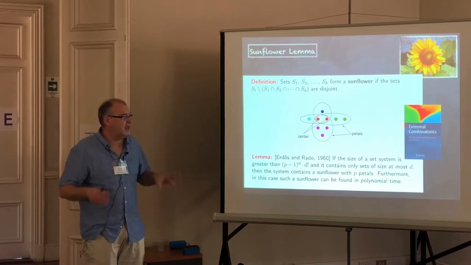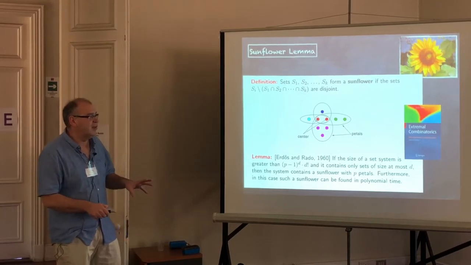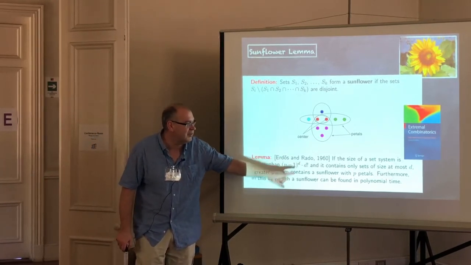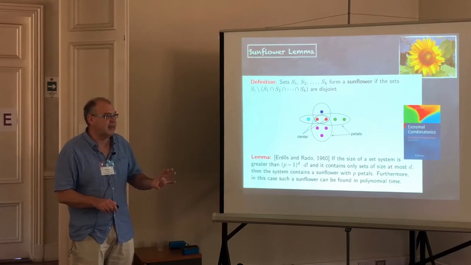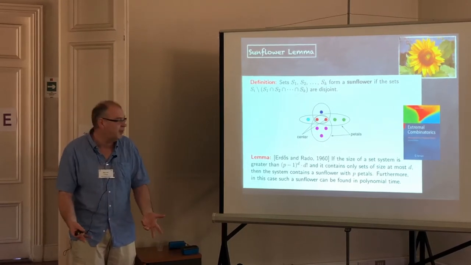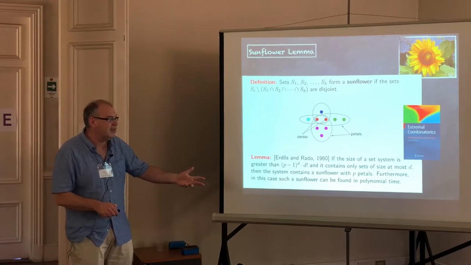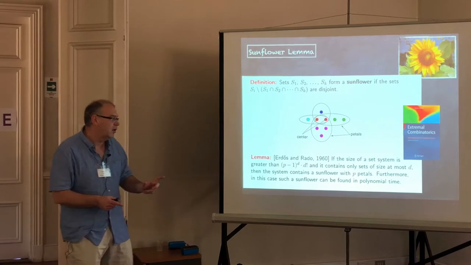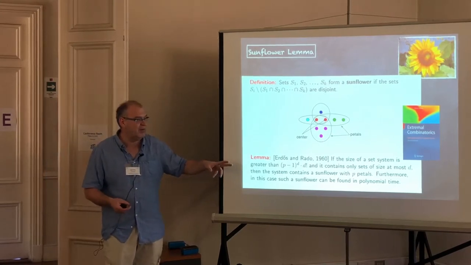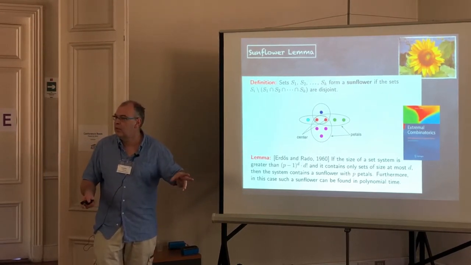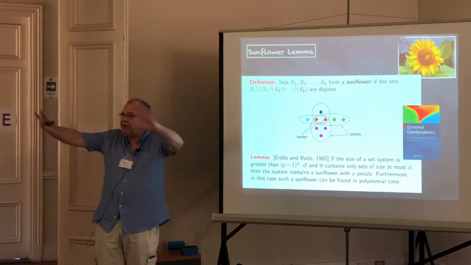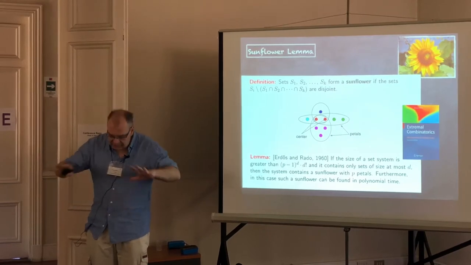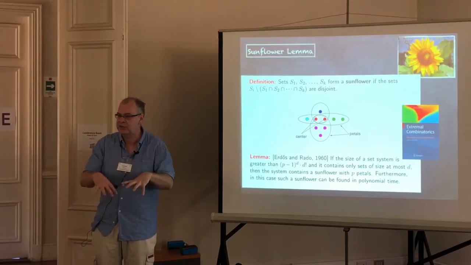Now, what Erdős and Rado proved is that if the size of a set system is greater than (p minus 1) to the power d, times d factorial, and it contains only sets of size at most d, so if I have an instance of d-Hitting Set, then the system contains a sunflower with p petals. Furthermore, in this case such a sunflower can be found in polynomial time. Once again, what does it say? It says that if I have sufficiently many sets, then there must live a sufficiently large sunflower.